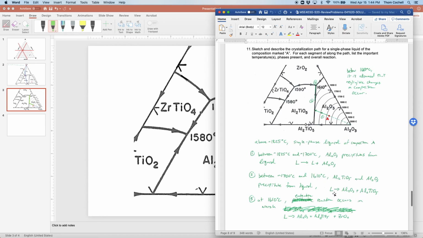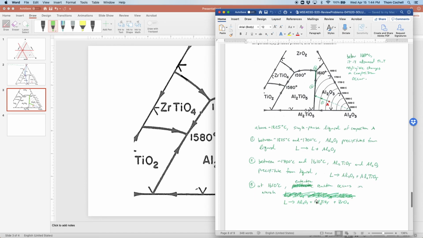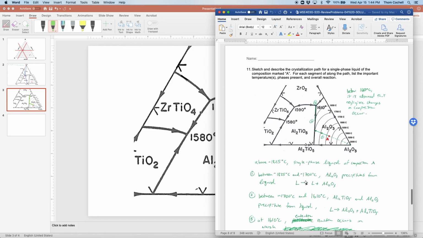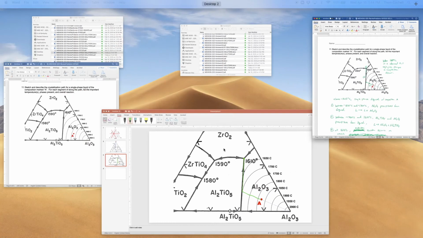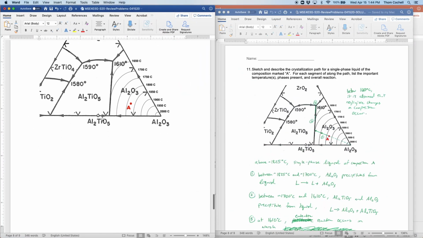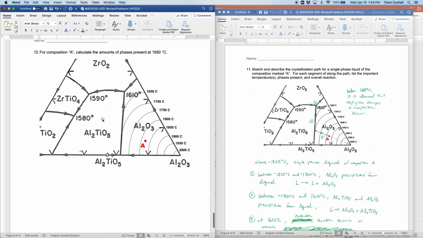That's where we form the 2. And then right there is where that reaction occurs. So that's what the question is asking for: the crystallization path, but also a description of what's happening in each area. Okay, the reason I said these are connected is because the next question is on the same diagram, and it's asking us for the same composition. It's asking us for the amounts of phases present at 1650.